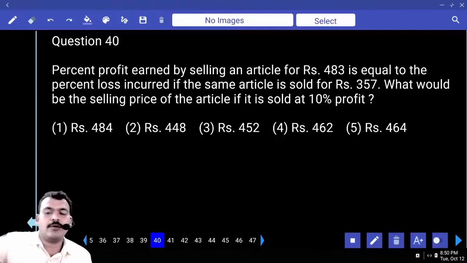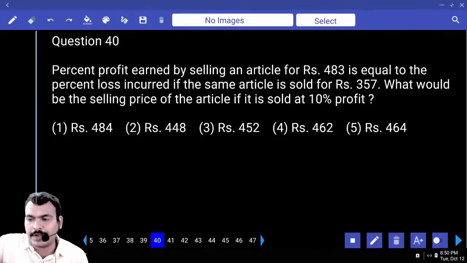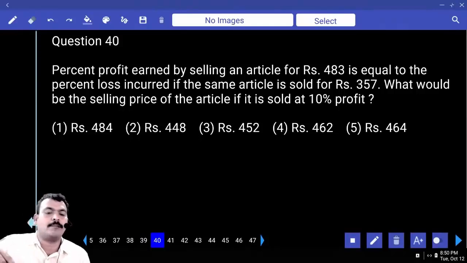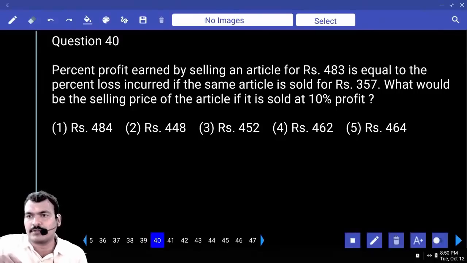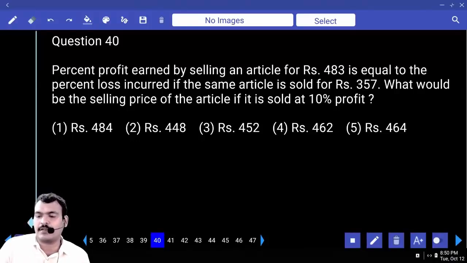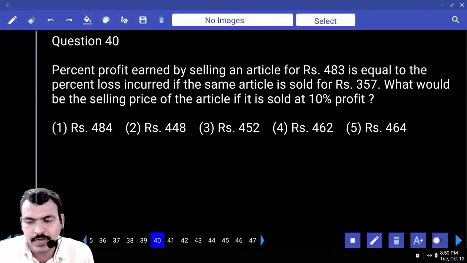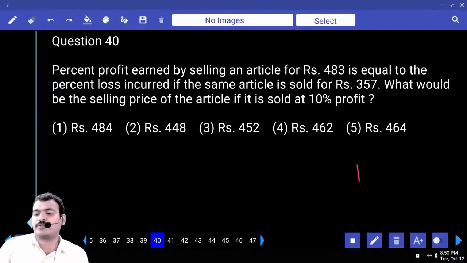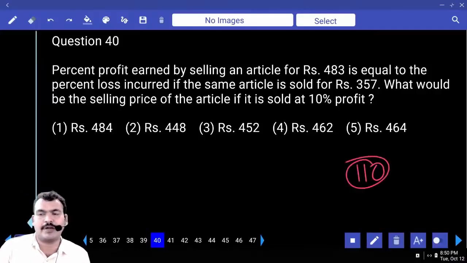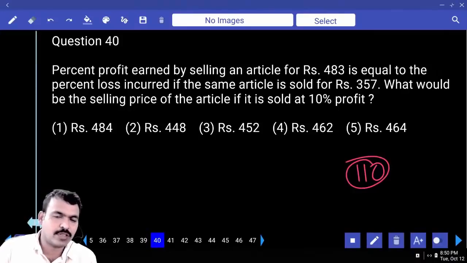The percent profit earned by selling an article for 483 rupees is equal to the percent loss incurred if the same article is sold for how many rupees? 357. What would be the selling price of the article if it is sold at 10% profit, or not? If we require 10% profit, means how much percent do we need? 110%, or not? Means how many options are multiples of 11? I think more than one option.